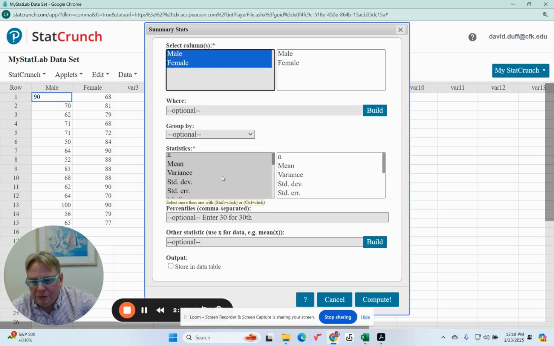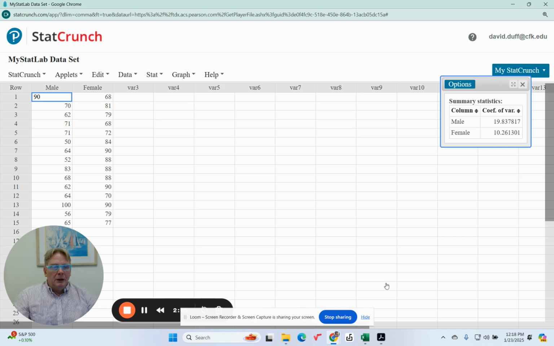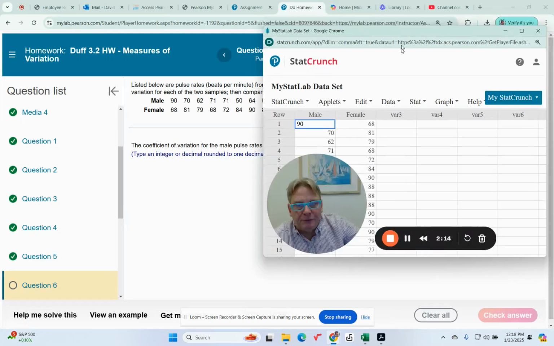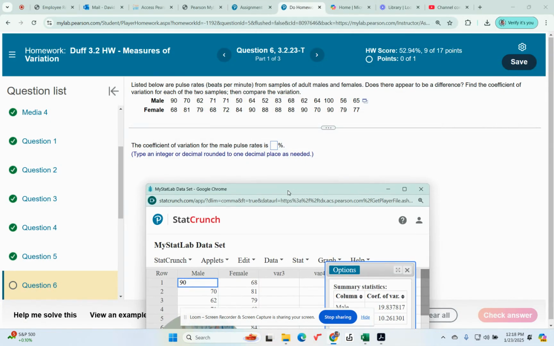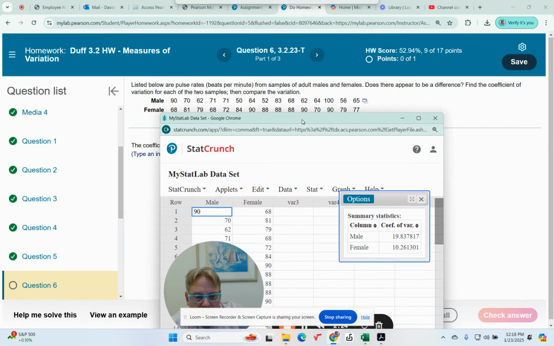And all I'm interested in for this particular problem is the coefficient of variation. So I'll select that, then I'll hit compute. All right, so for males, the coefficient of variation, I'm not sure how many decimal places we want. So it's a percentage, okay? So it's a percentage to 1 decimal place. All right, so for males, it would be 19.8%. And for females, it would be 10.3.